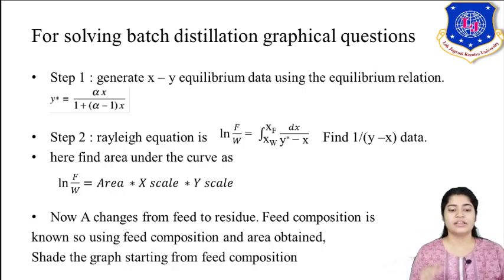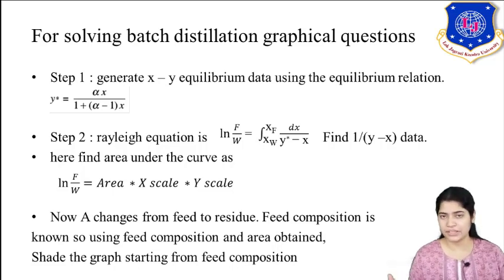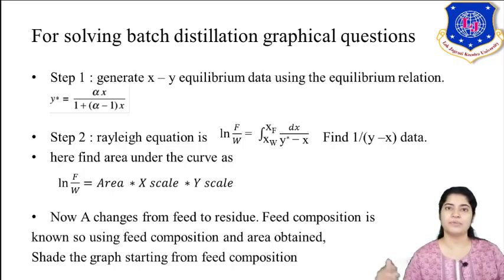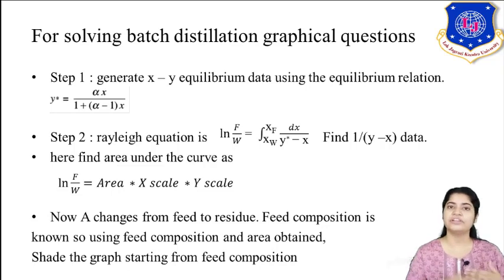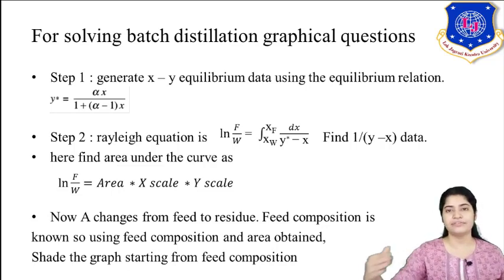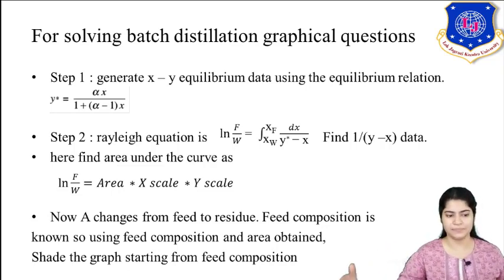Step 2 is the Rayleigh equation you have. Here you can see that under the integration I have 1 upon y star minus x. So I have to find 1 upon y minus x data. Now generate another table in which you have 1 upon y minus x data.